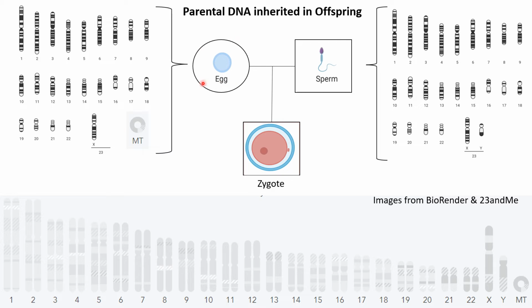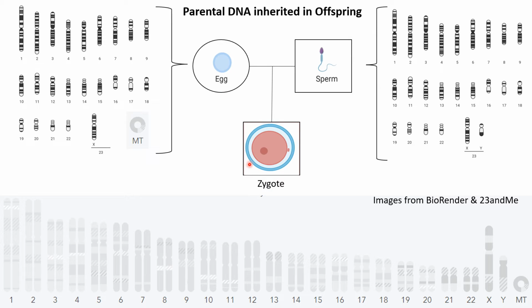The mother, shown here on the left, will provide 23 chromosomes, and she will only be able to provide the X chromosome because, being female, she does not have a Y. The mother's egg will also contain the mitochondrial DNA, which is from an organelle that exists inside human cells and provides energy. The father will provide 22 chromosomes here, and his 23rd chromosome, if it's an X, will produce a female offspring, and if it's a Y chromosome, it'll produce a male offspring.